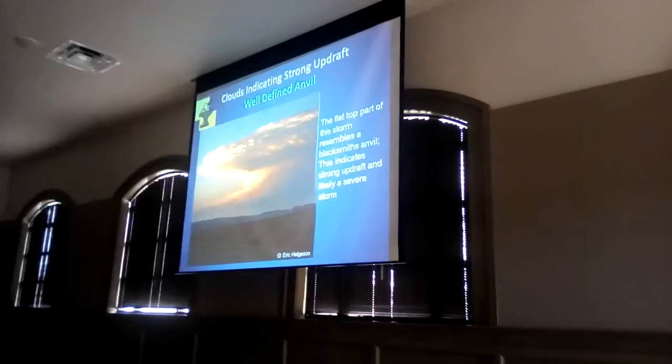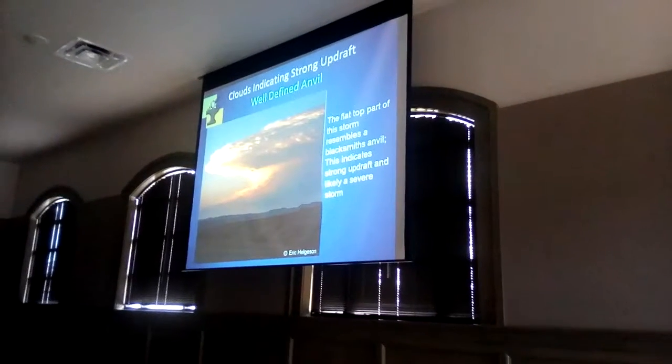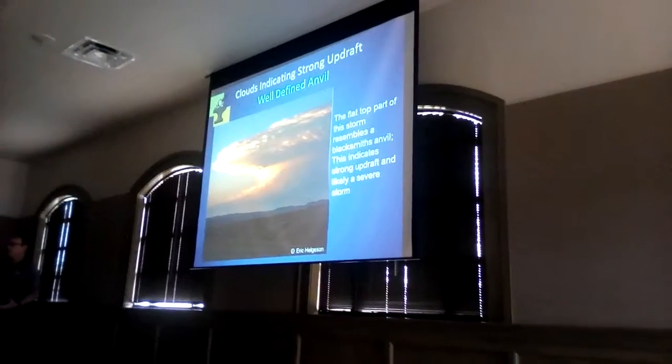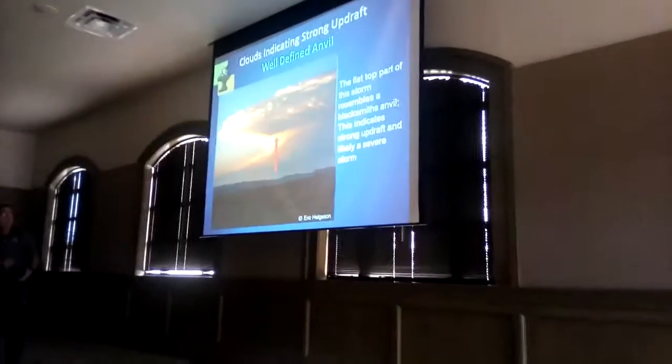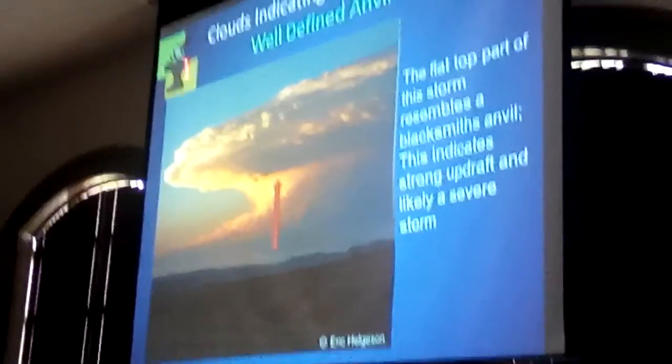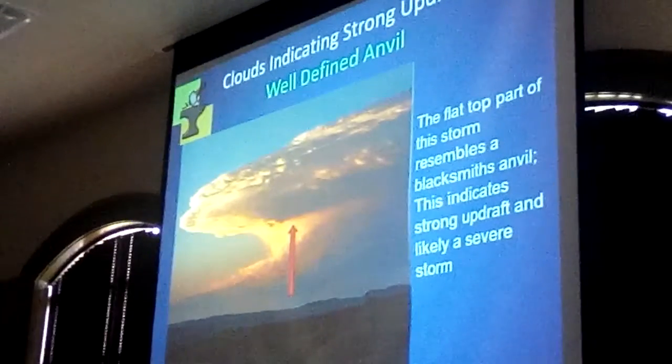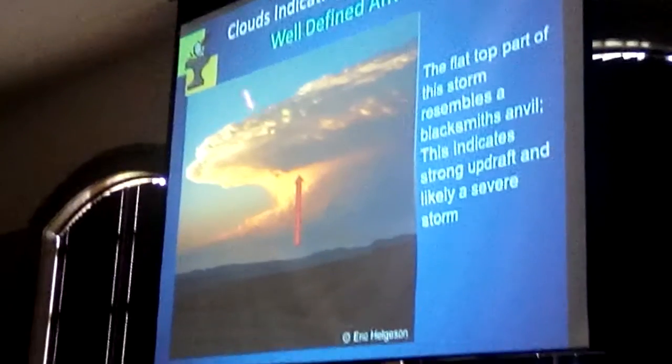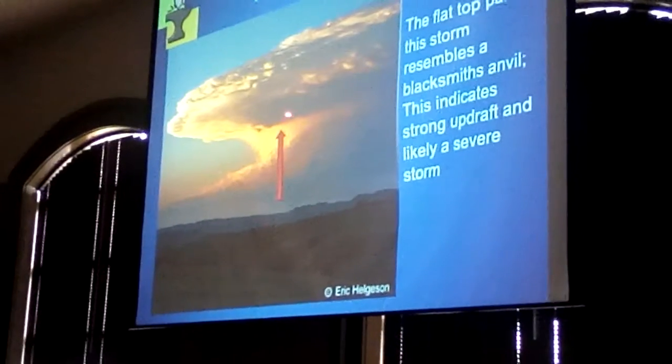Okay? Another example, again, of a cumulonimbus cloud. What to look for here. This storm has a strong updraft. How do I know that? It's got this really well-defined anvil up top. And compare the shape of this cloud to this blacksmith's anvil there. It looks fairly similar, right? This is the anvil part, the flattened part up top.